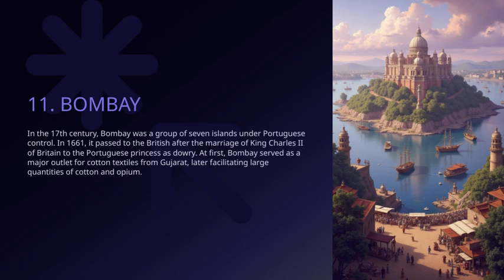Initially, Bombay's importance was tied to the textile trade. It served as a major outlet for cotton textiles coming from Gujarat. Over time, its commercial significance expanded to include the trade of large quantities of cotton and opium. This shift highlights how Bombay gradually grew into a crucial hub for trade, connecting regional resources to global markets. Throughout this period, Bombay's evolving role reflects broader themes of colonial influence and economic transformation, which are key to understanding how it developed into the major city it is today.